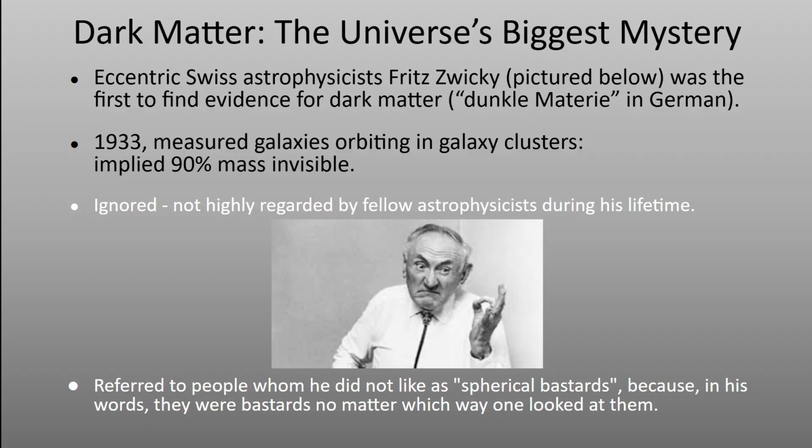Now, in terms of the first evidence for dark matter, it dates back 90 years now, getting towards 100 years. In 1933, a Swiss astrophysicist named Fritz Zwicky, who is not a very nice person. You can see that he has a big frown on his face. But anyway, he was still a very good scientist, nevertheless, and found that in galaxy clusters, it seemed like 90% of the mass was invisible.